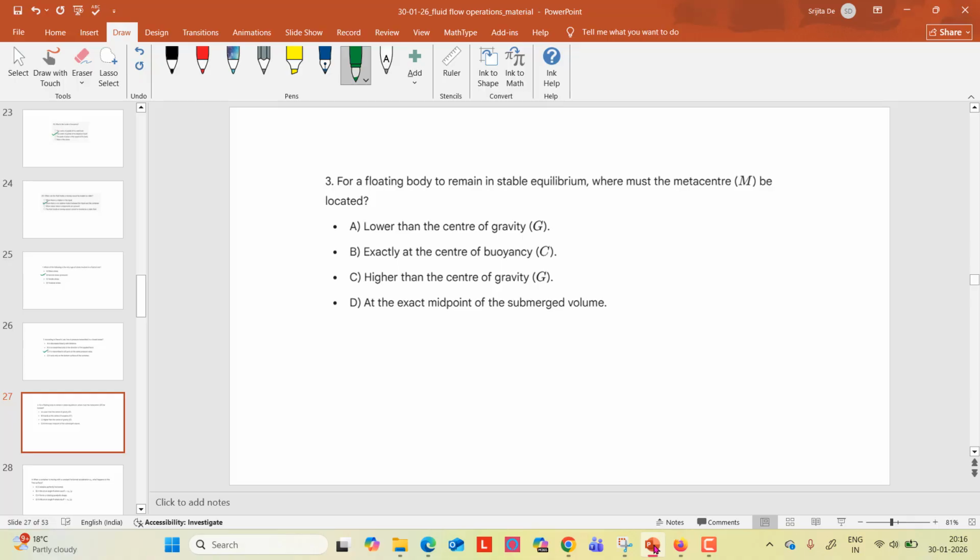For a floating body to remain in stable equilibrium, where must the metacenter be located? Think and tell me.